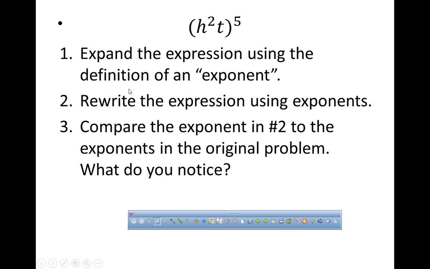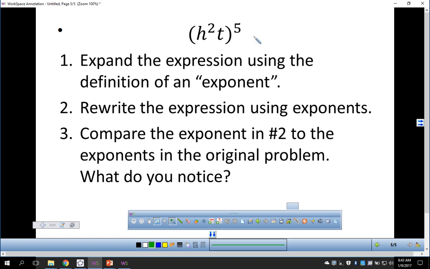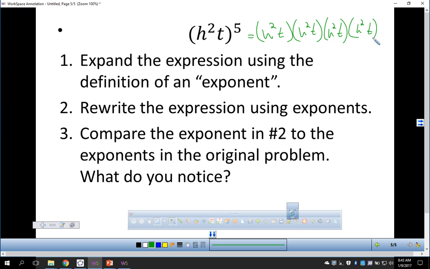Rewrite the expression using the definition. So in this case, this means h squared t, 5 times, right? Times h squared t, times h squared t, times h squared t, times h squared t, right? How many h's do I have altogether? 10, right? So that's equal to h to the 10, t to the, how many t's do I have altogether? 5, okay?